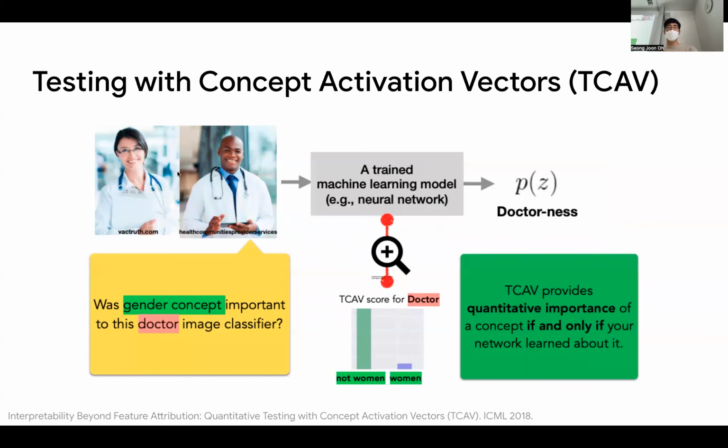The same goes for gender bias in classifiers. The question here is, was the gender concept more important to predicting there's a doctor, or some other features, right? And instead of relying on gradients or pixel-wise or superpixel-wise attributions, if there's a way to attribute directly to human understandable concepts like woman versus not woman, that'd be great.